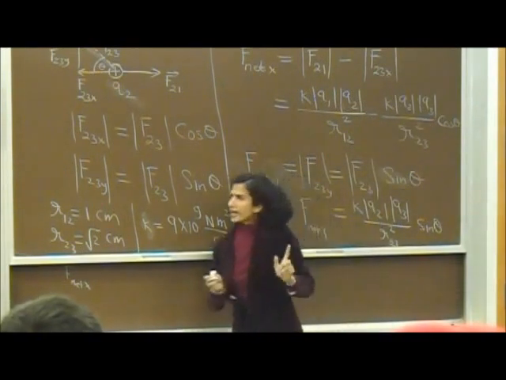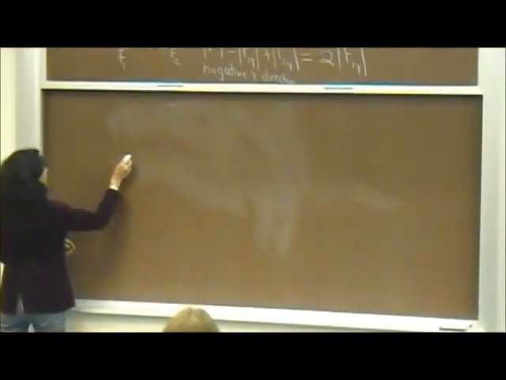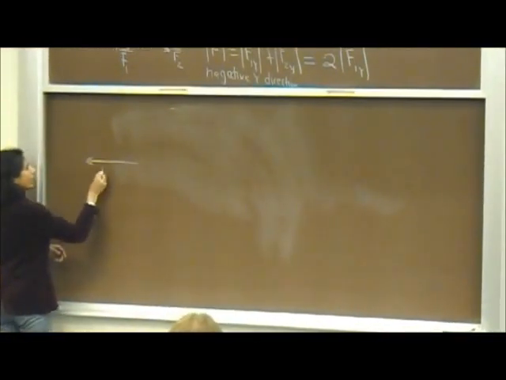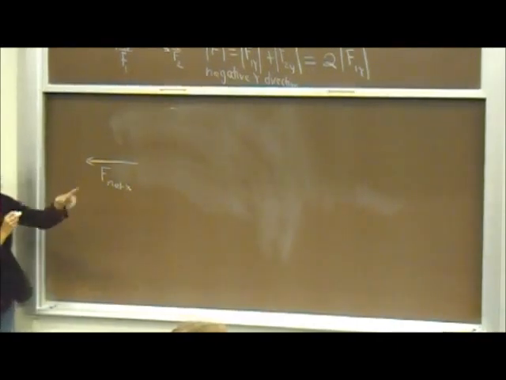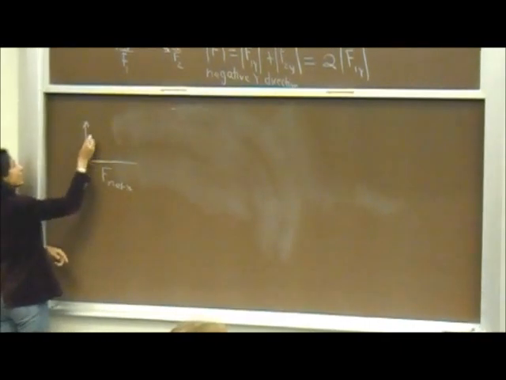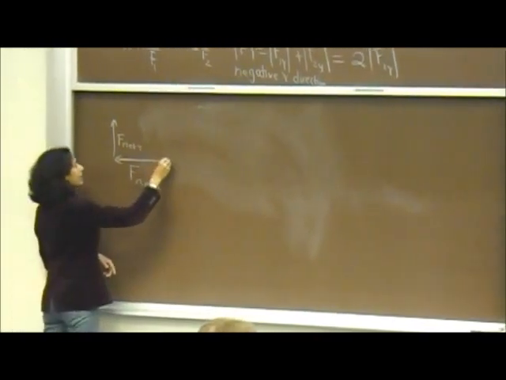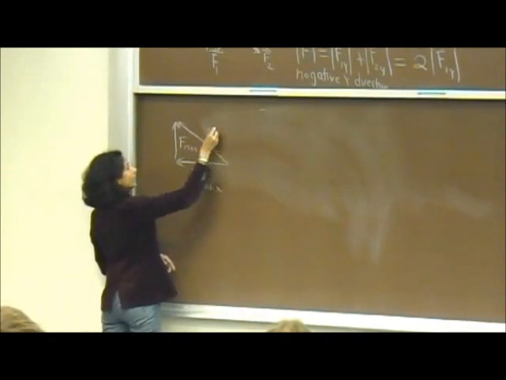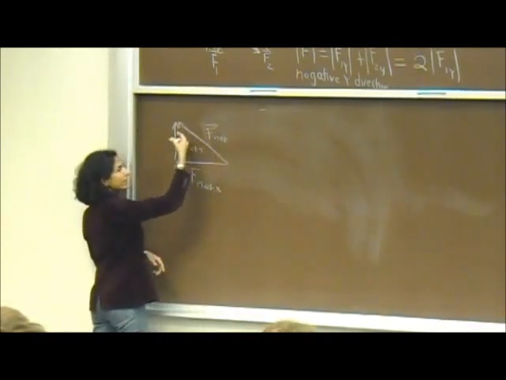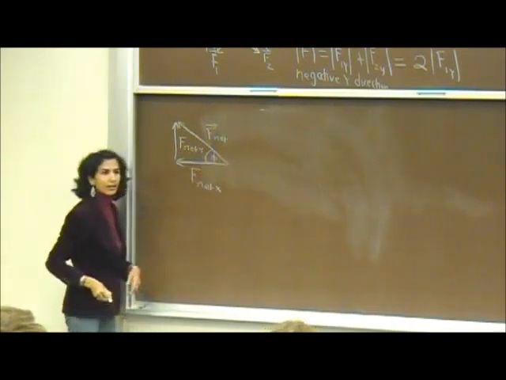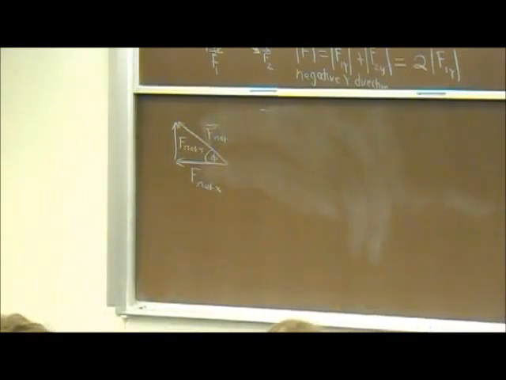Okay? So in that case, do you see that my picture would look like this? So if F net X was negative, then it would be like this, right? F net Y is always positive anyway in our problem because there was only one term. Then my net force, F net, would be pointing this way at the angle phi, right? And then I would have said everything will be still the same.